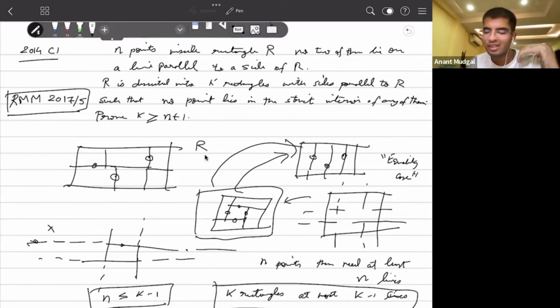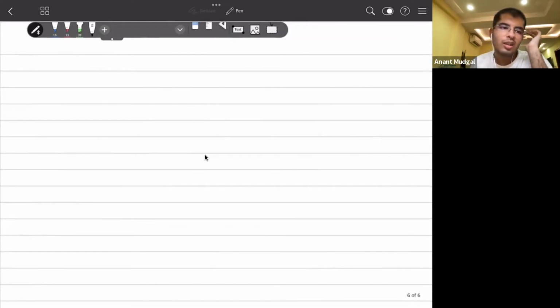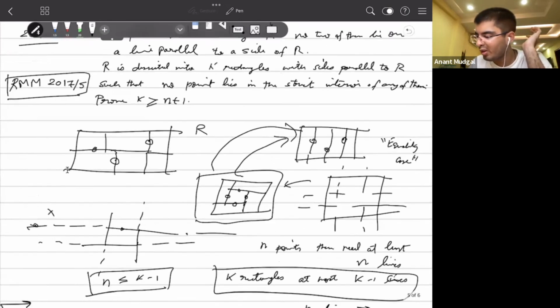But yeah, I think I would recommend trying this as a follow-up problem of a similar flavor, the RMM problem. So I'll pick something else as well. Let's pick a new problem.